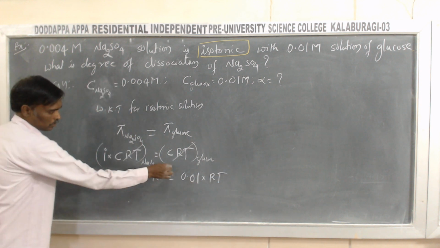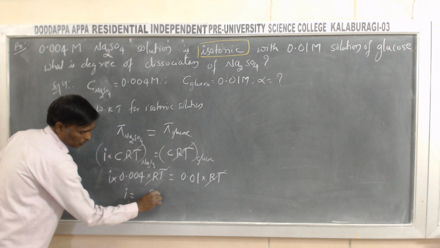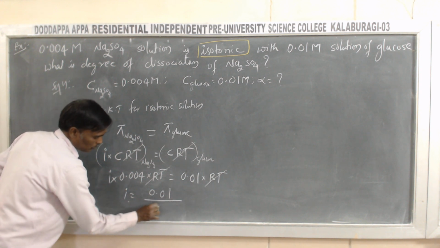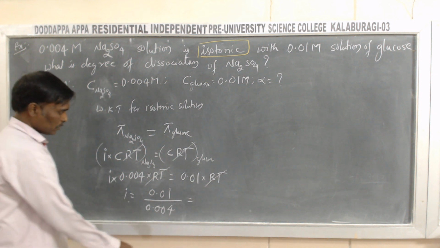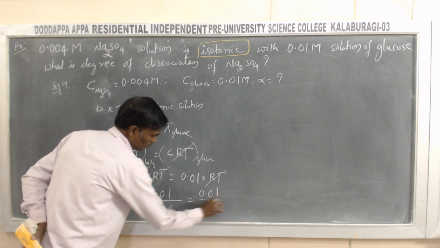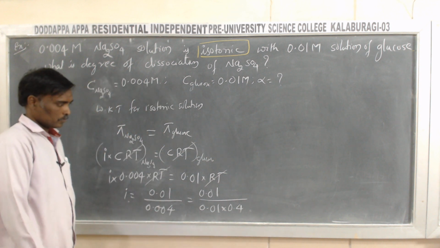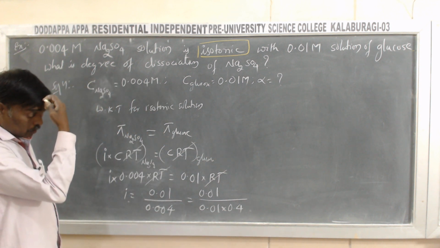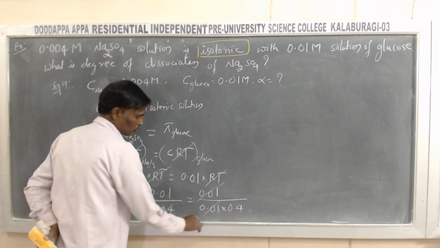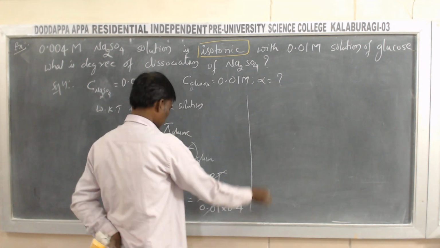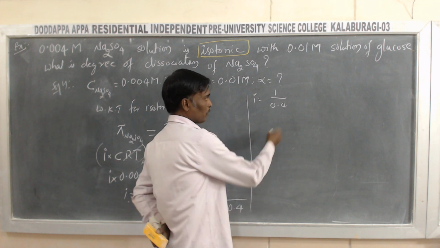Now cancel RT. Now i is equal to 0.01 divided by 0.004. This can be written as 0.01 divided by 0.01 into 0.4. So 0.4 into 0.01 is nothing but 0.004. So 0.01 cancels and i is equal to 1 by 0.4.